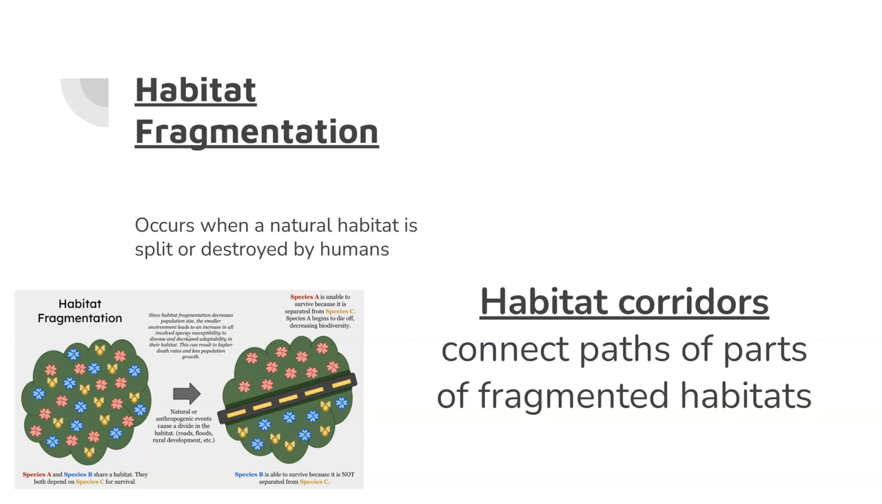Take this as an example. This road fragments this habitat into two. So the species is only on one side, and there's only blue flowers on this side, while there's only red flowers on this side, compared to it being really diverse right here. Now, habitat corridors connect parts of fragmented habitats. So there might be like a little crossing right here where they can cross between each section.